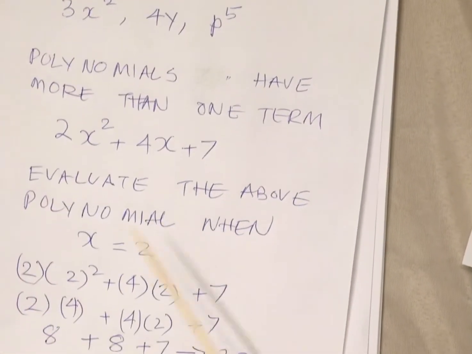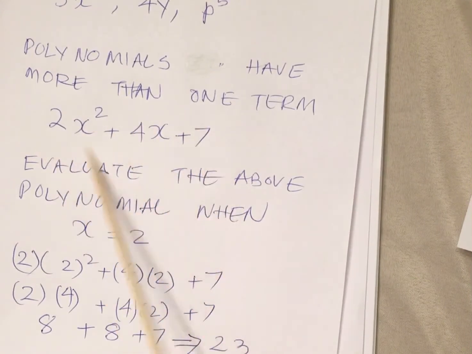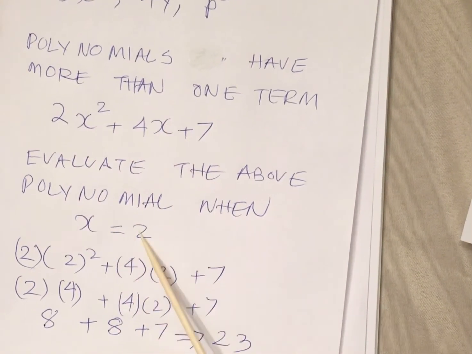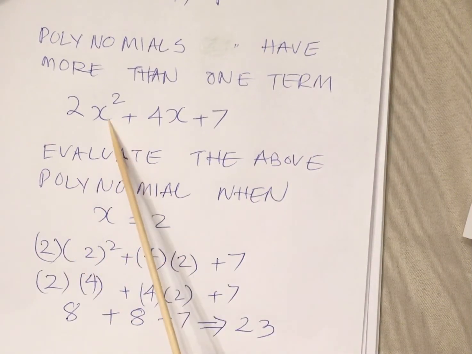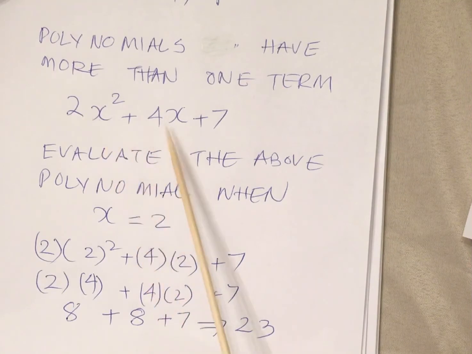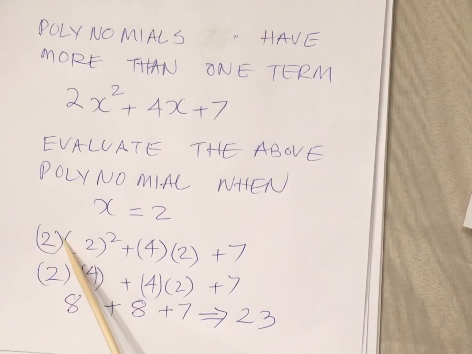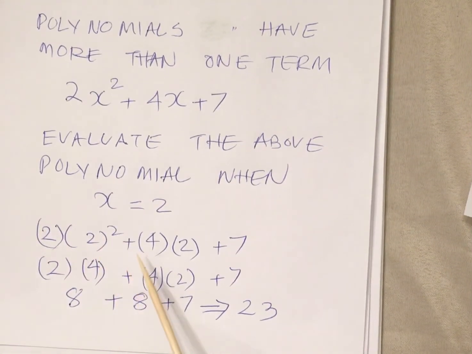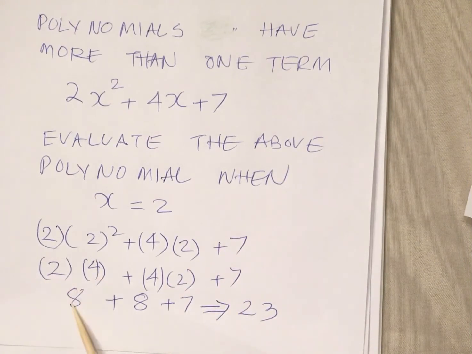Now, for example, how to evaluate? Let's say you are asked to evaluate the value of the polynomial here, with x given to be 2. So what you do is plug in 2 where x is. Here x is squared, so we write down 2 in parentheses to the power 2, 4 times 2 plus 7. Finally, you have 2 times 4 equals 8, 4 times 2 equals 8, 7. Then we have 8, 8, 7, which is 23.